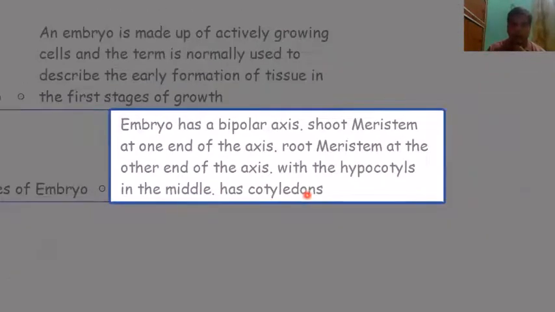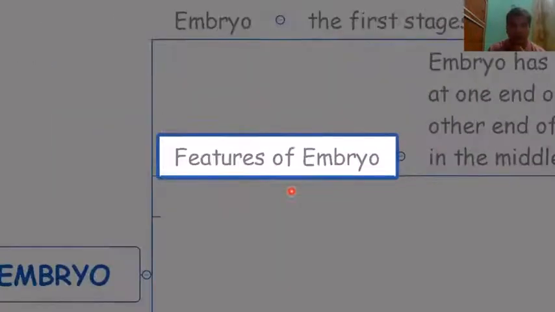Now let's discuss the features of an embryo. It is important for us to understand the features of an embryo, because unless we understand them, we cannot say in tissue culture whether the cell is behaving like an embryo or it is simply an organ formation. So we need to understand the features of the embryo first. As far as embryo features are concerned, we can say the embryo has a bipolar axis. Remember this feature: the embryo has a bipolar axis. The shoot meristem is at one end of the axis and the root meristem at the other end, with the hypocotyl in the middle, and it also has the cotyledons. So these are all the features that an embryo has.